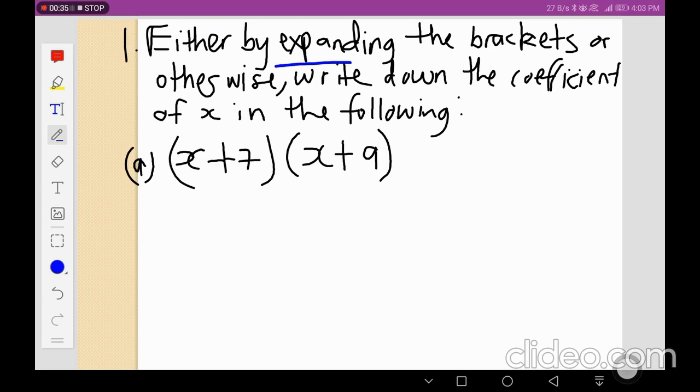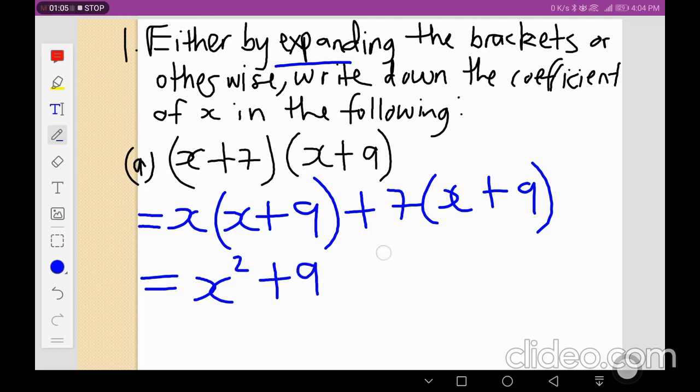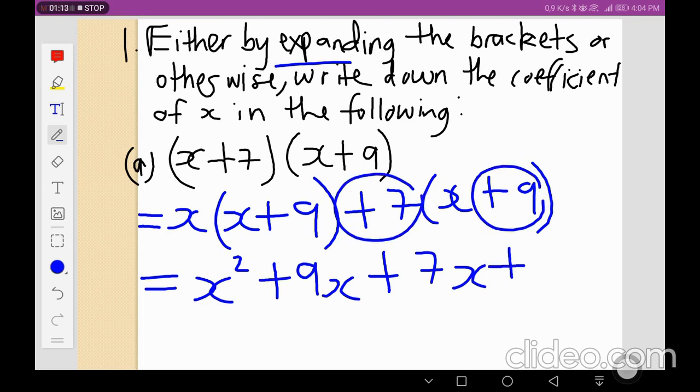Okay, so let's expand this one. When expanding, we multiply this one with this whole bracket. Then when we are done, we do the same for plus 7, we multiply again with this bracket. So I'll have x multiplying x plus 9, then plus 7 multiplying x plus 9. Let's simplify. x times x, we get x squared plus 9x there, then plus 7x there. Then I'm left with 9 times 7, so I'll have plus 63.